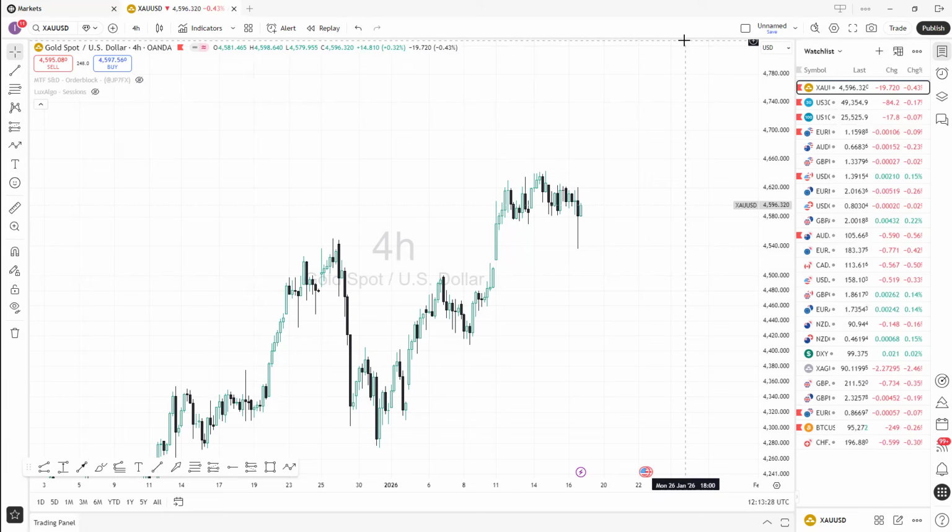Let's start with the Goldie, and you can see another pair.